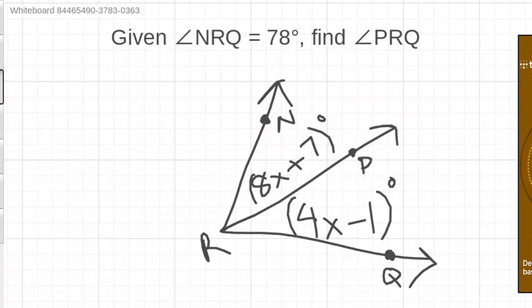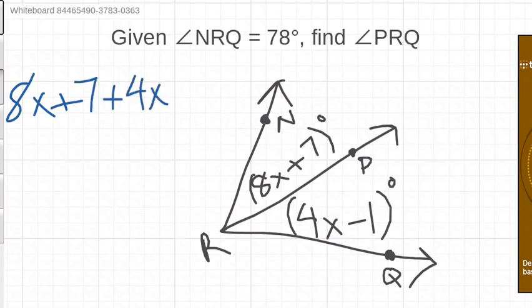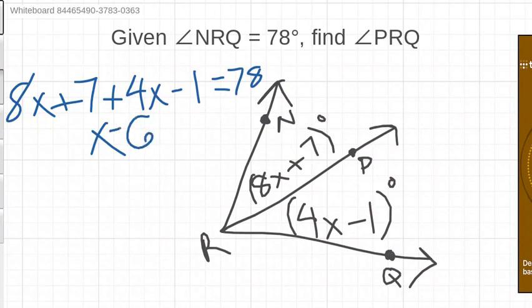So NRQ, which is our big angle, equals 78 degrees. And we want to find our smaller angle PRQ. So we would do 8x plus 7 plus 4x minus 1 is equal to 78. Gonna speed that up. X equals 6.